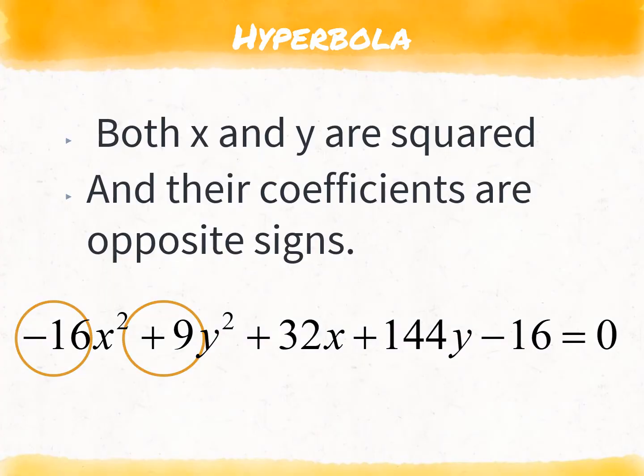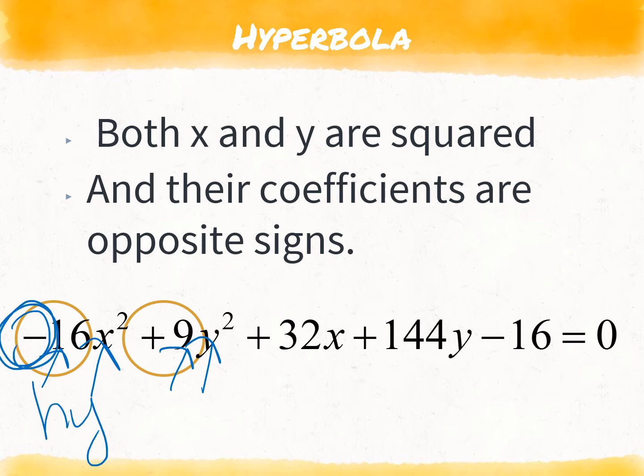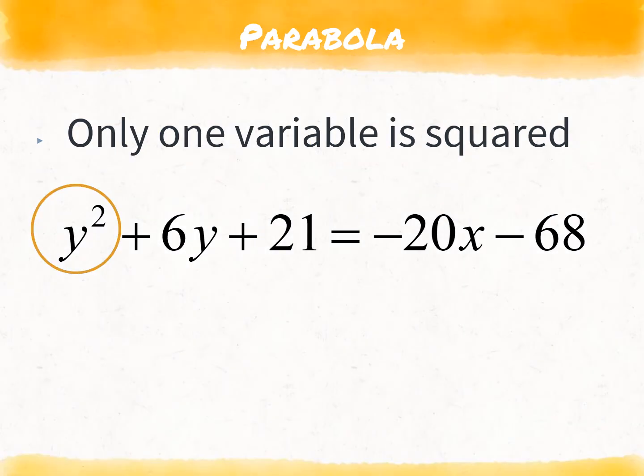So let's look at some examples here. Here I see two values squared, so it can't be a parabola. I see that the coefficients are different, so that means ellipse or hyperbola. And I see we have a subtraction sign, they're different signs. Therefore, it's a hyperbola. In this example, I see that only one value is squared. Nothing else matters. It's automatically a parabola.